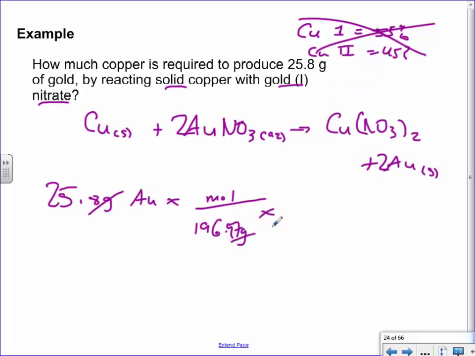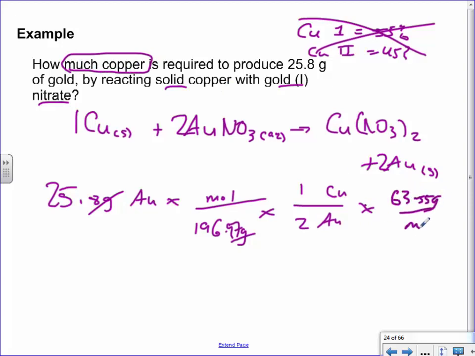Okay, so that cancels out the grams. Then we need to get rid of gold and turn it into copper. Now I need to have my ratio. So the relationship is for every 1 copper, I get 2 golds. And then since it's asking for how much copper we need, we use copper's molar mass at the end.